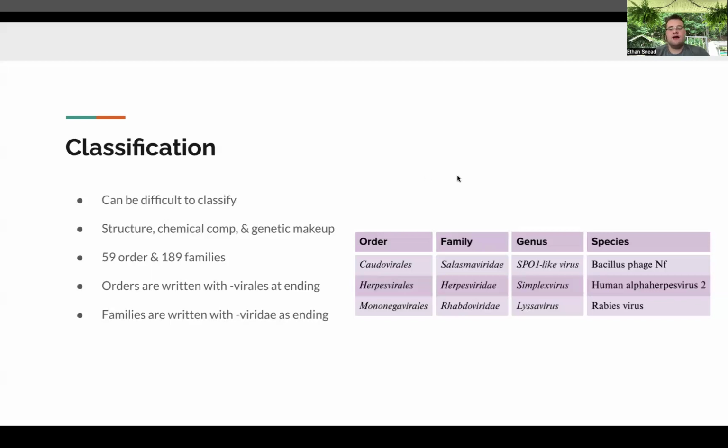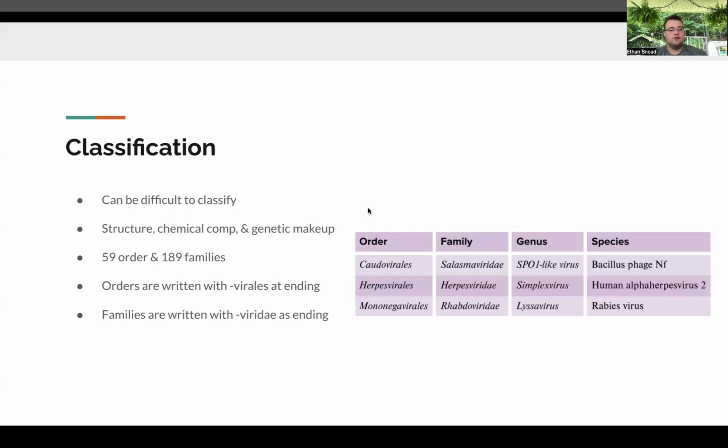Over here to the right, we have a little chart that gives us some examples of classifications. Like I said a few seconds ago, the orders have virales at the end, such as herpesvirales, and the families will have viridae, such as herpesviridae. I apologize if I'm mispronouncing these.